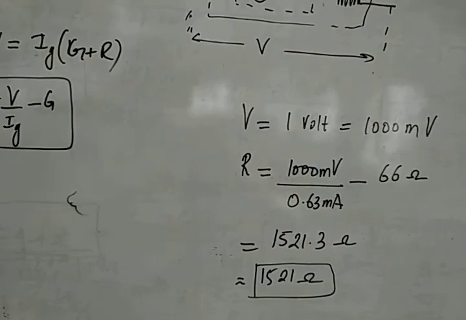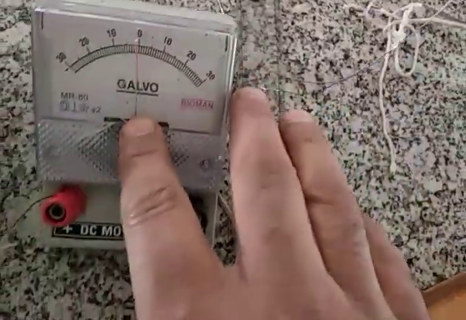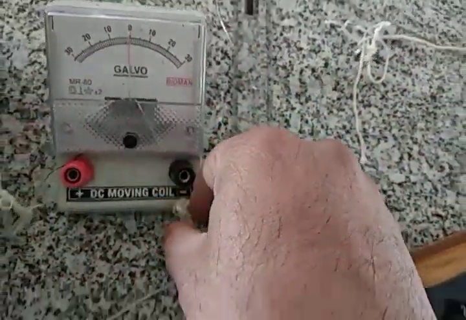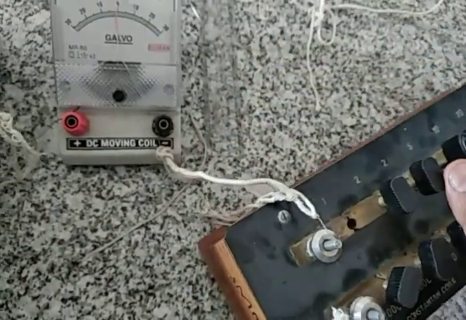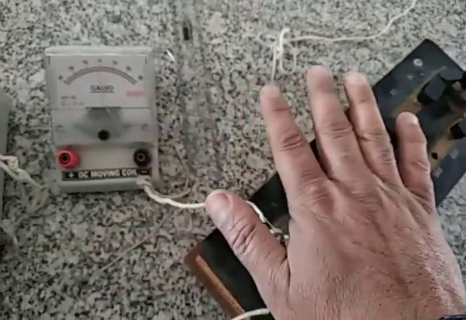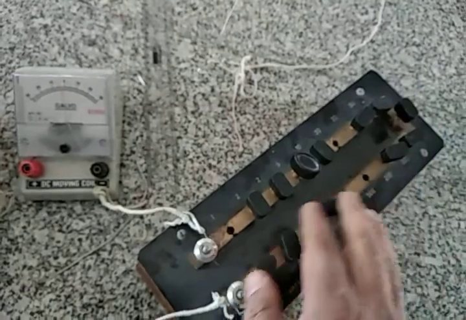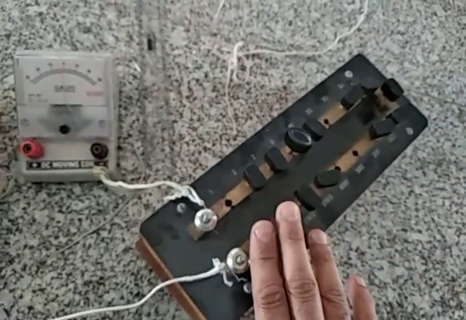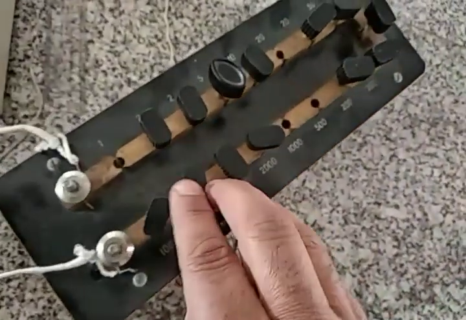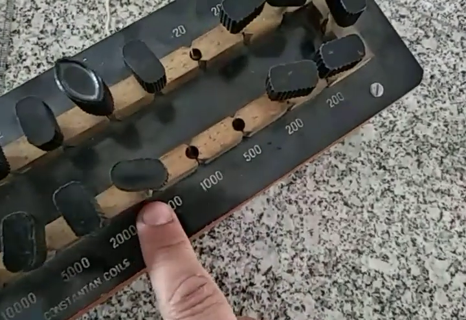Okay, let us do that here in the experiment. Okay, this is our galvanometer. Now I have attached a series resistance to it. This series resistance I will obtain using this resistance box. So how much resistance do I need? I need 1521 ohms. So I have taken out, see, how much is this?